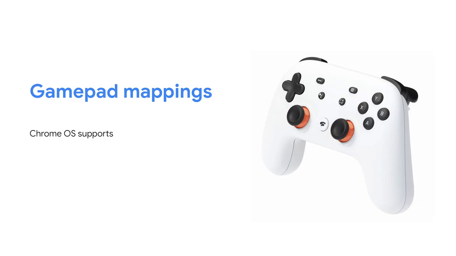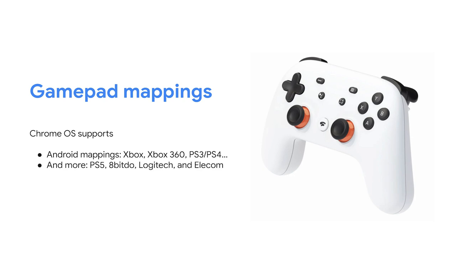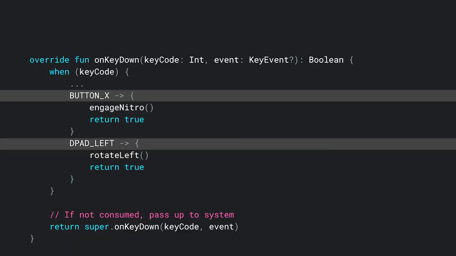On the subject of game controllers, Chrome OS supports all the button mappings that Android does, including Xbox, Xbox 360, PS3, and PS4-based controllers. And in addition, we have added mappings for other popular controllers like 8BitDo and Logitech to Chrome OS. We then work to get these new mappings ported back to the Android framework so other Android devices can benefit. Actually handling gamepad events in code looks a lot like the keyboard handling code from before. The difference is just the key code. Here's some code looking for the X button and the left arrow on the D-pad.